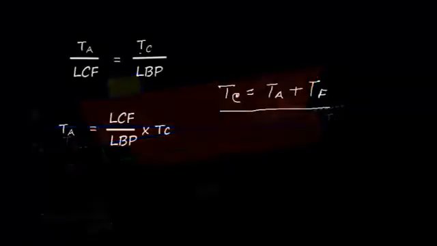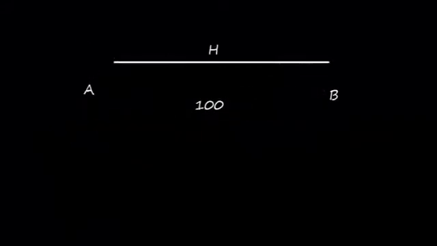Okay, well, now let us proceed further. Say for example, this is vessel A and this is the length. Say the vessel is of 100 meters and this is the midship.